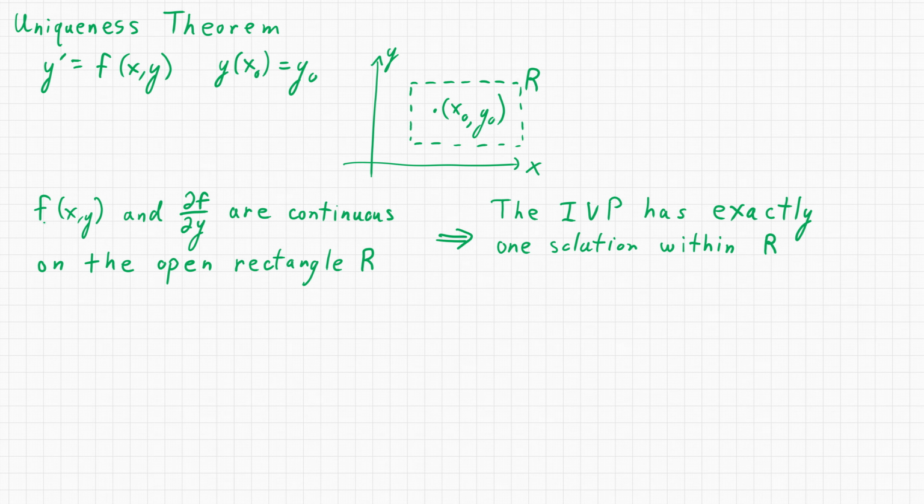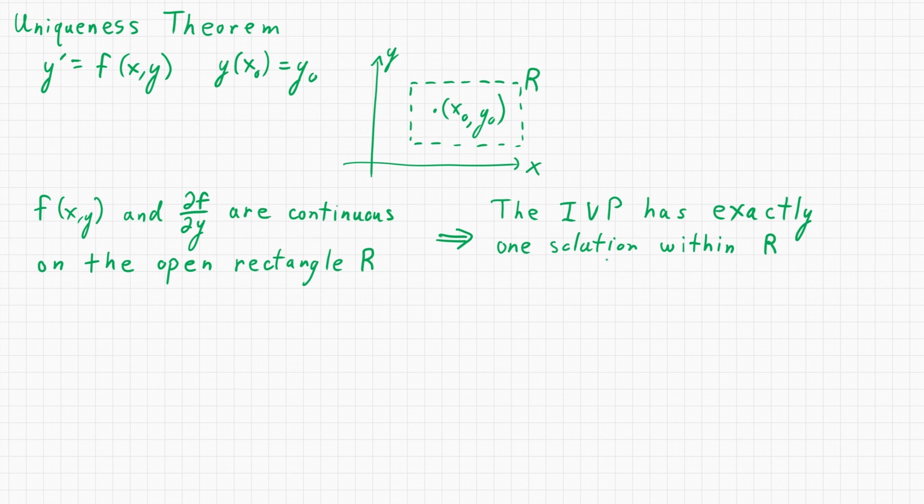All right, so you have this function f of x comma y and partial f, partial y. They're both continuous on the open rectangle R, which contains your initial condition. Then that implies the initial value problem, and this is the different part, has exactly one solution within R that's going through the initial condition.